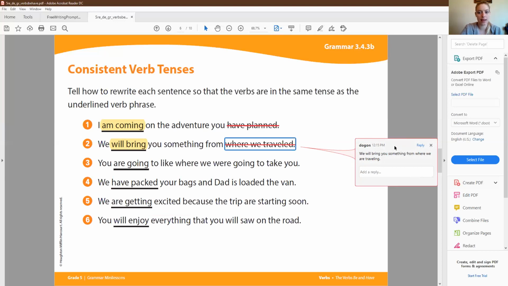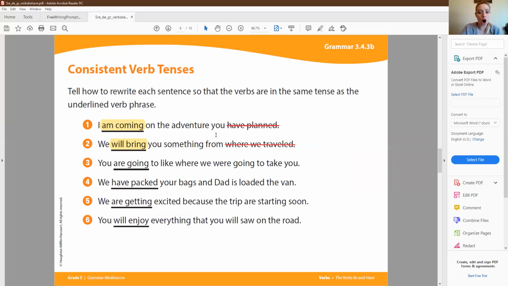Let's look at the next one. You are going to like where we were going to take you. So let's look at this first verb phrase, are going. Are going is future tense. Let's find the other verb in the sentence. We were going to take you. So we were going, we know, is past tense. Are going is future tense. So we need to change this to future tense.